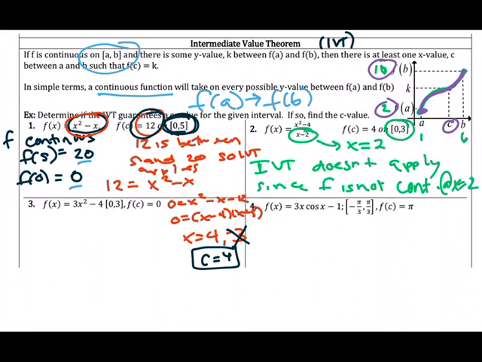Okay, I'm going to move this up so we have a little bit more room to work as we work through our last 2 examples. Number 3. And I encourage you to pause the video. If you're feeling pretty confident, pause the video and see if you can do this on your own.